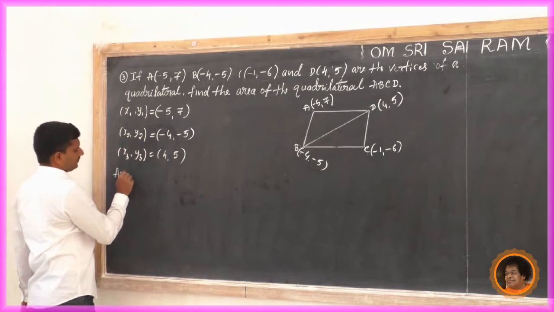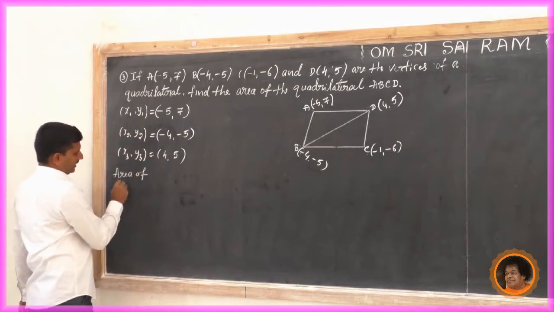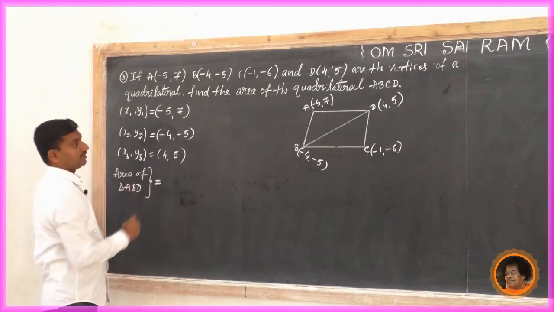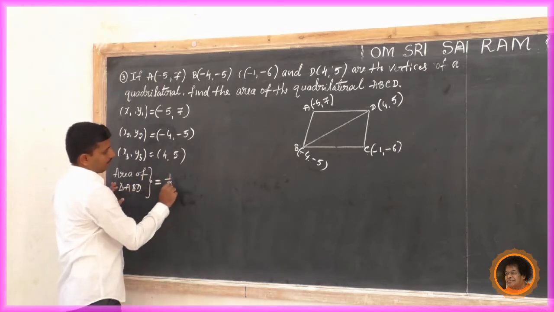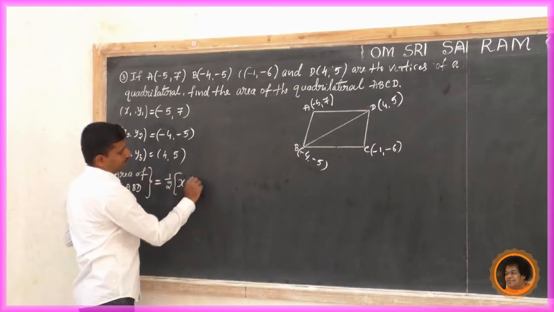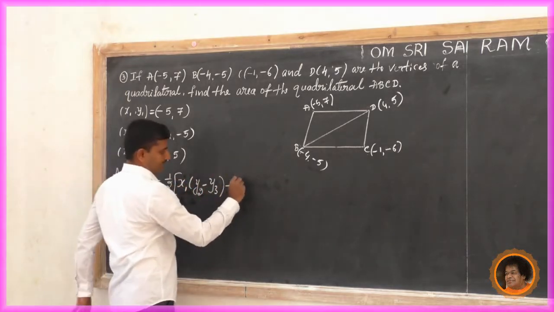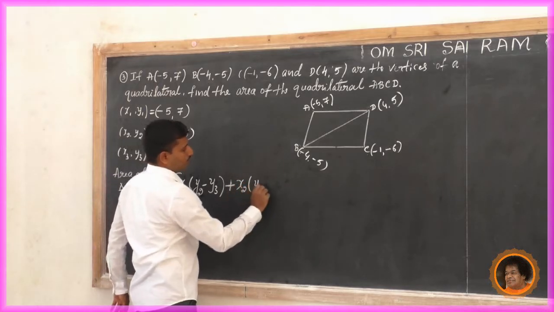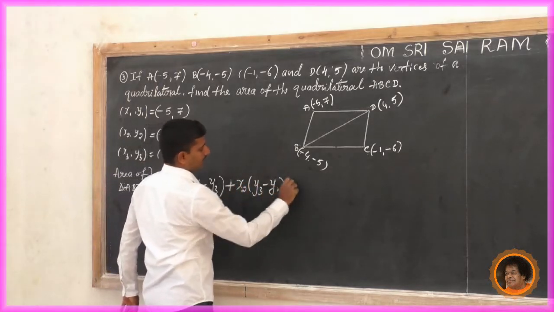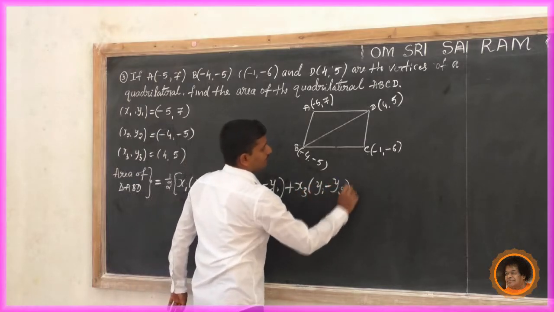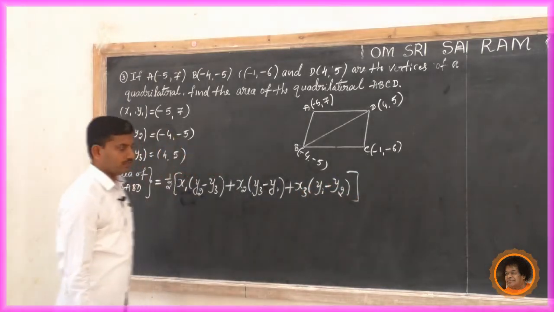Now find the area of the triangle ABD. So area of the triangle ABD is half into X1 into Y2 minus Y3 plus X2 into Y3 minus Y1 plus X3 into Y1 minus Y2. Now substitute the values.